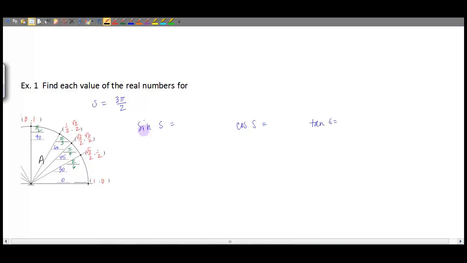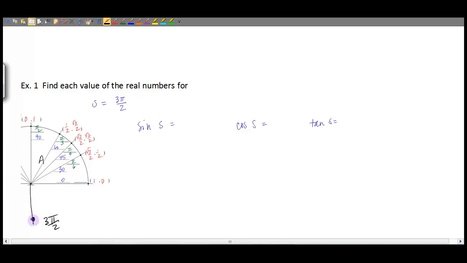So I want to know what the sine of 3 pi over 2 is, cosine of 3 pi over 2, and tangent of 3 pi over 2. So all I did was copy the first quadrant. Now the first quadrant, if you're looking at these fractional values, I hope you realize that 3 pi over 2 is not represented here. 3 pi over 2 is actually down here, at 270 degrees, or 3/4 of the way around the circle.